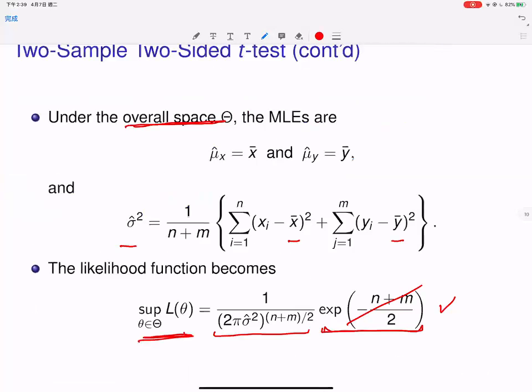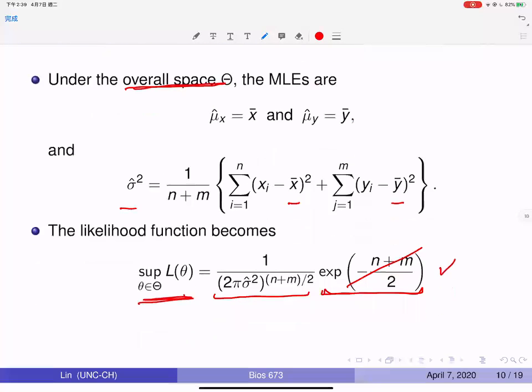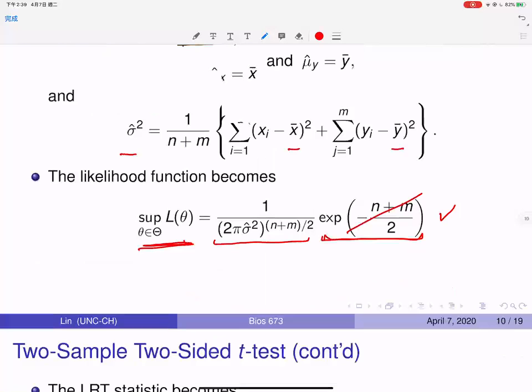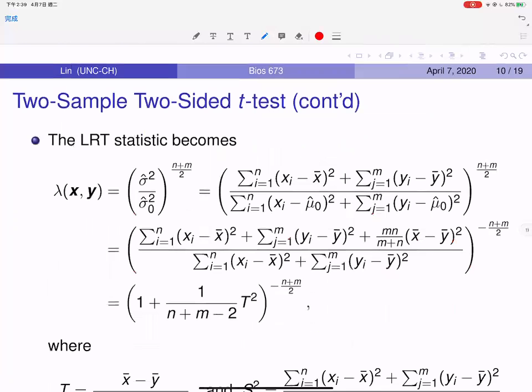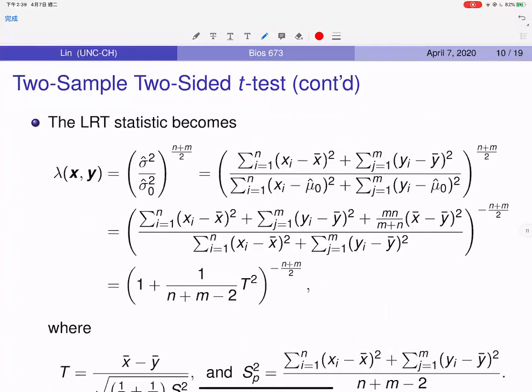And then you have that lambda x and y. It will be so complicated. Again, I'm actually doing the same trick. I switch the numerator and denominator, so their power right here becomes minus.